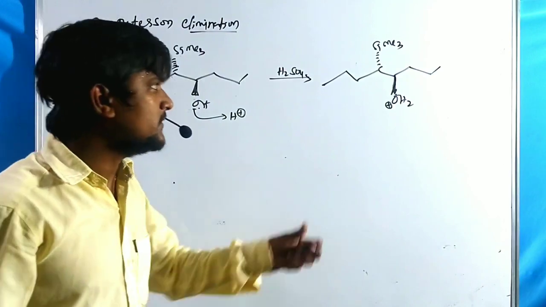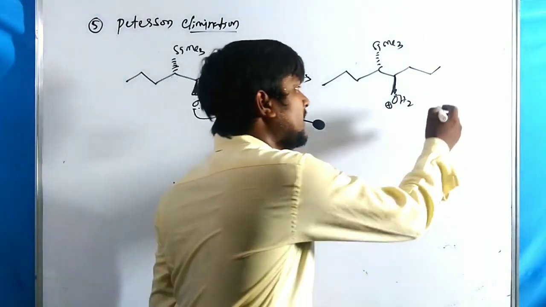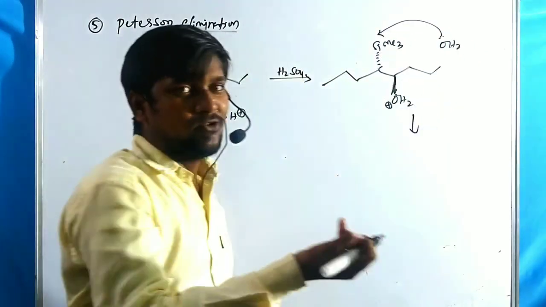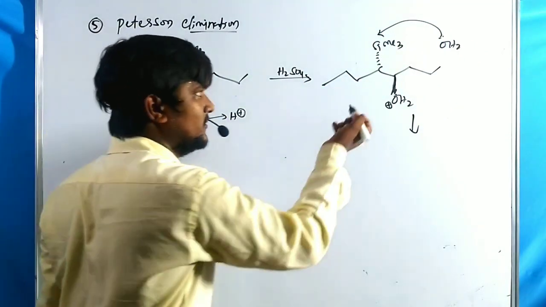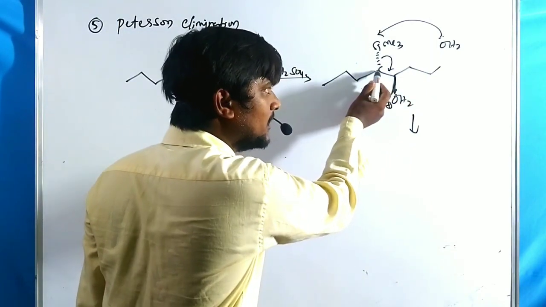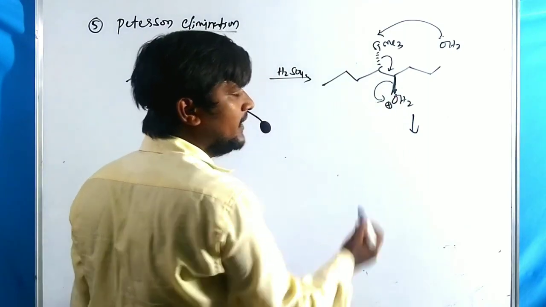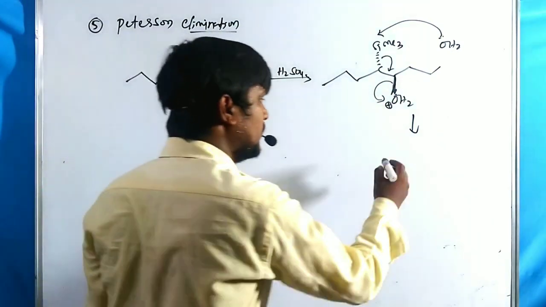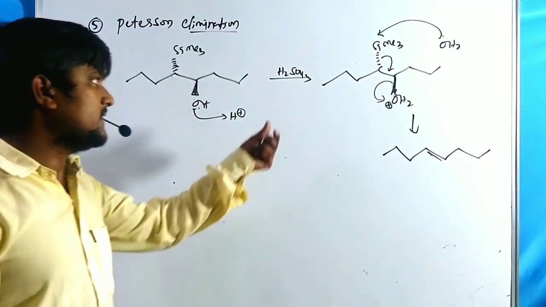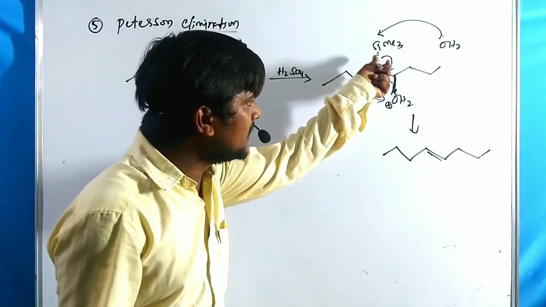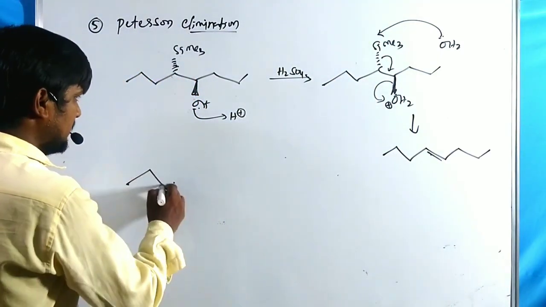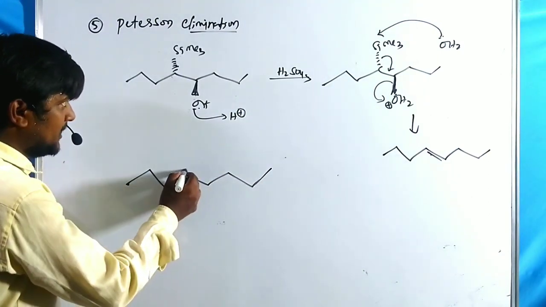Now the driving force is the elimination of the water molecule: another mole of OH2 will attack the less electronegative center, that is the silicon center. So the two electrons of the silicon bond will shift towards the carbon-carbon single bond. Now the excess counter is eliminated, so it produces the double bond. So in an acidic medium, it requires anti-periplanar elimination.